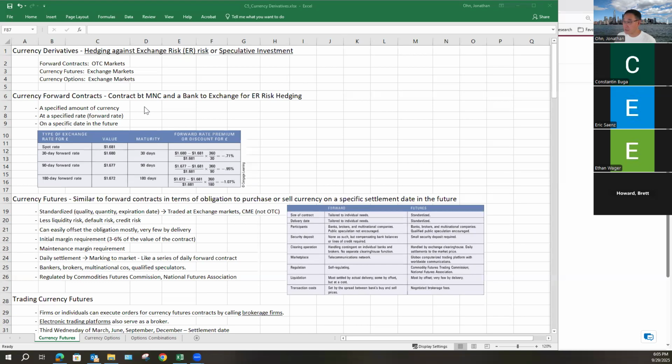The main feature is that multinational corporations don't like exchange rate risk. So they have to find some way to eliminate this exchange rate risk. The typical way is to go for a forward contract, like a foreign currency forward contract.